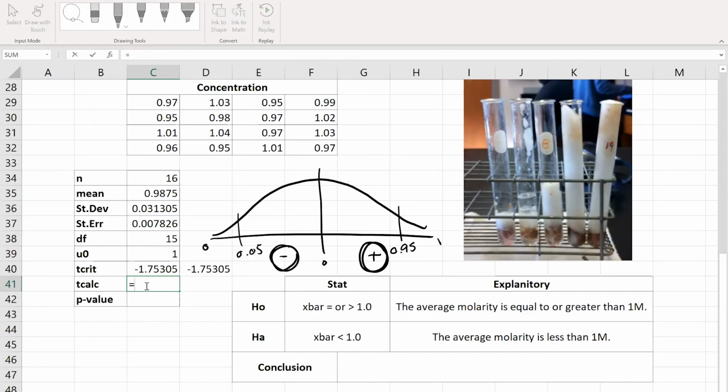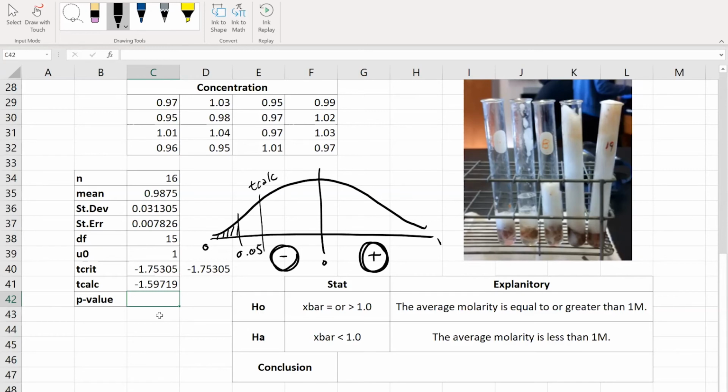Our t-calc is our mean minus our null mean divided by our standard error. Just looking at that, we can already see that our calculated value is less extreme than our critical value. It is closer to 0, closer to the mean, the center, than the critical value. That'd be like right here, if these are the rejection zones. In this case, this isn't a rejection zone because it is a left-tailed test, so it's just over there.